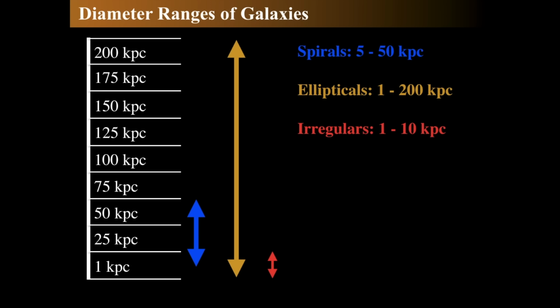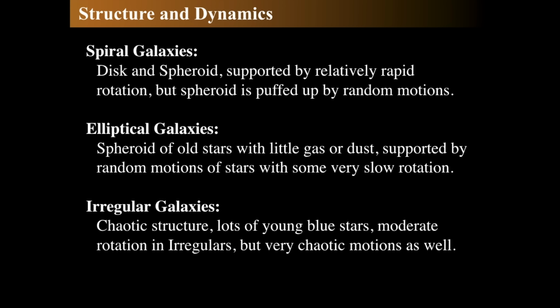Irregulars are all tiny little things that range from almost 10 times smaller than the Milky Way, down to 1% of the size of the Milky Way. But ellipticals can range from being really tiny things to catastrophically large things that can be up to 10 times the size of the Milky Way. And the largest galaxies known are all giant elliptical galaxies, which make the spiral galaxy Milky Way look like a tiny, tiny little brother.